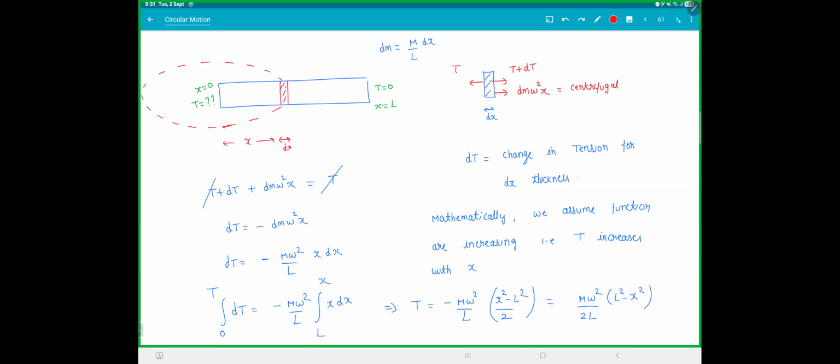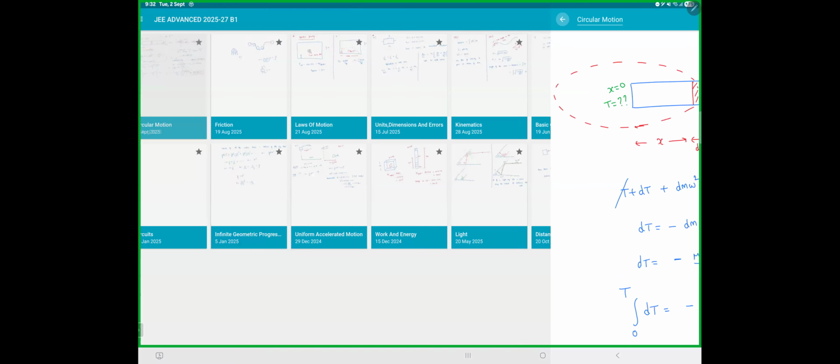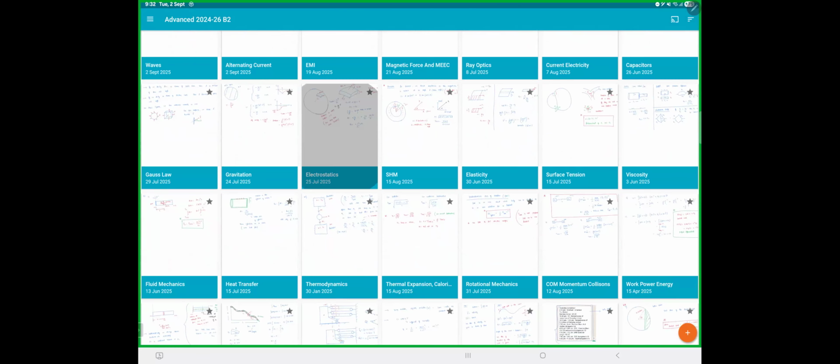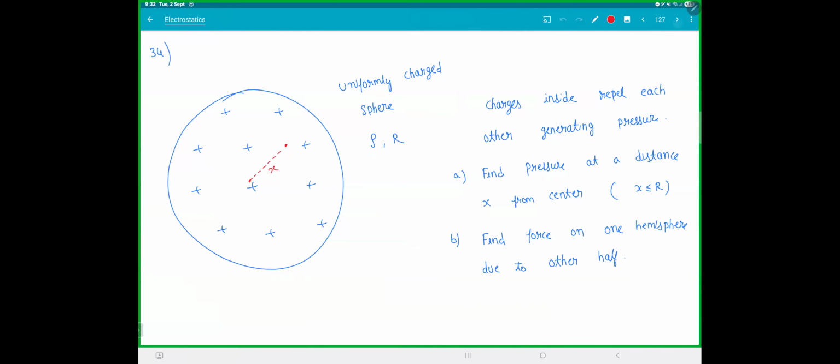Clear with this? You should definitely do this without seeing it once. Take the question, take a rough paper and try to solve. Because these techniques you're using will keep popping up at multiple places. For example, later on in electrostatics and other chapters, you will keep getting elements like this.